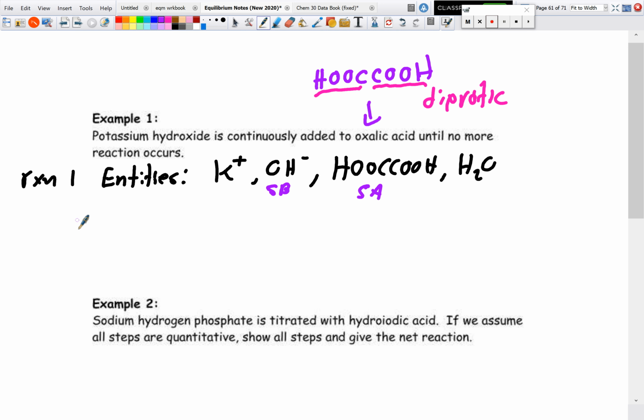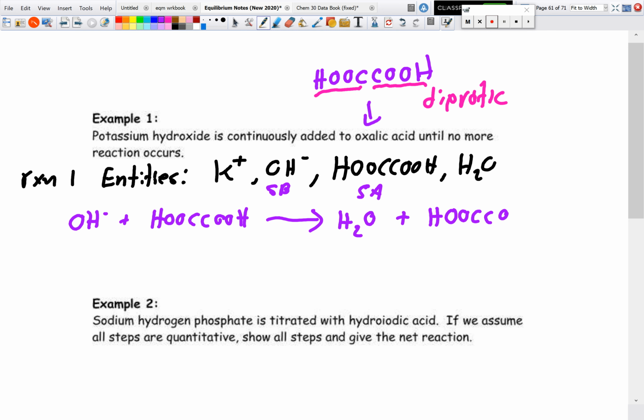So our first reaction is we get our base plus our oxalic acid. We get a transfer of 1 proton. Now, just like before, we're going to assume that it's quantitative because we don't want to have this in equilibrium. We want all of that first hydrogen to be completely transferred from the oxalic acid. And our first reaction will look something like this using our 5-step method.